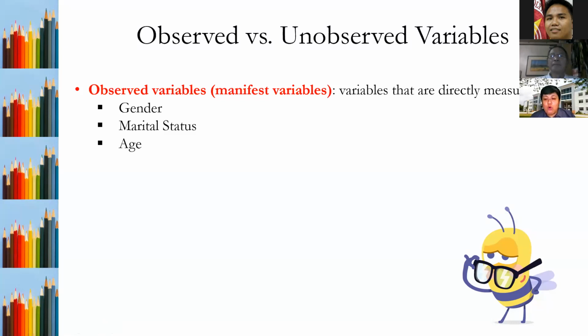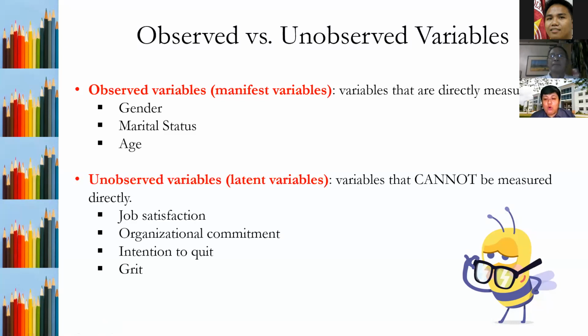On the other hand, when we talk about an unobserved variable, it is also called a latent variable. These are the type of variables that cannot be measured directly. So for example, let's say you want to measure the level of job satisfaction. How do we measure the level of job satisfaction? Because if you look at it, job satisfaction cannot be measured directly. But there are different ways on how we can measure it.